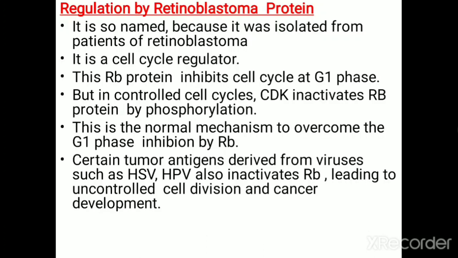So whenever the cell needs cell division, this retinoblastoma protein has to be inactivated, and this is done by cyclin-dependent kinase enzyme. So cyclin activates cyclin-dependent kinase enzyme, and this activated cyclin-dependent kinase enzyme phosphorylates this retinoblastoma protein. Once it is phosphorylated, it becomes inactive. So the phosphorylated form of retinoblastoma protein is inactive in nature, so it can't inhibit the cell cycle. So the cell proceeds to the mitotic phase. That is the normal event that takes place during the cell cycle.